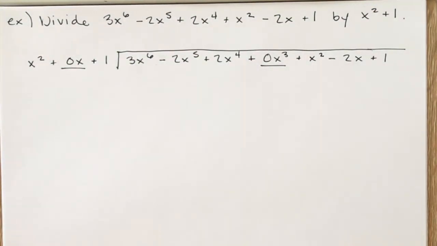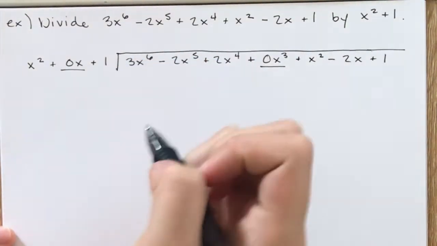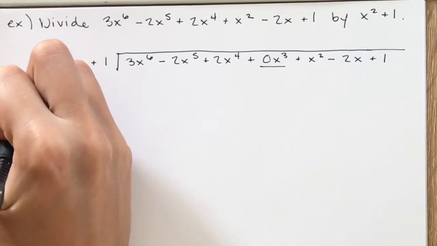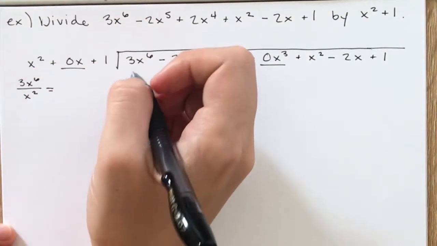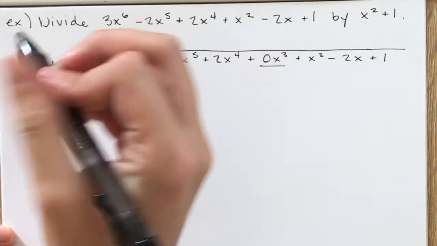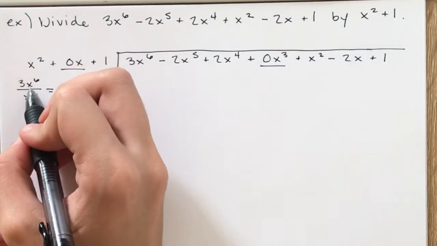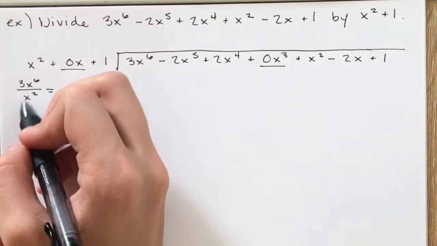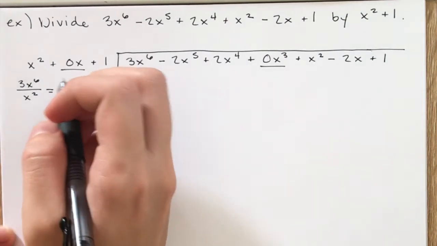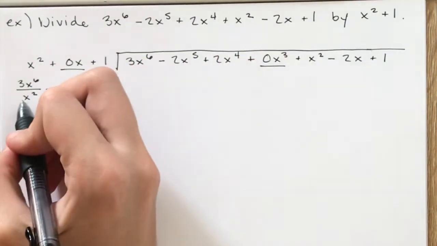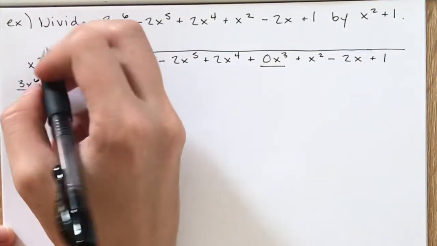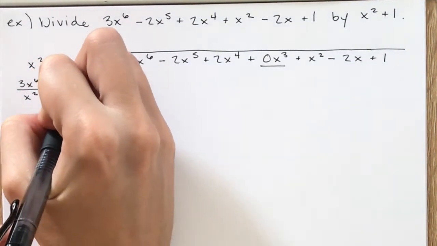Let's just dive right in. So we divide first term by first term. We've got 3x to the 6th divided by, this time, x squared, because that's the first term of our divisor. The past two problems have been just x as the first term of our divisor, but now we have x squared. If I divide 3x to the 6th by x squared, I've got 3 times x times x times x 6 times, right? Divided by 2 x's. So 2 of these x's underneath are going to cancel with 2 of these x's on top, so I end up with 3x to the 4th.